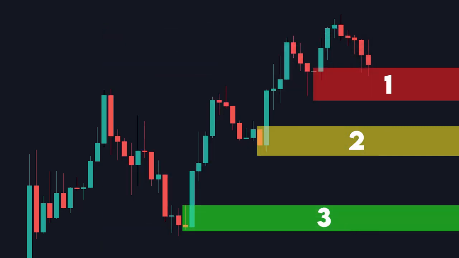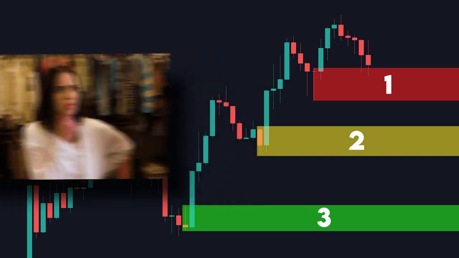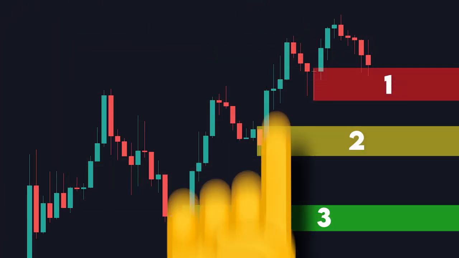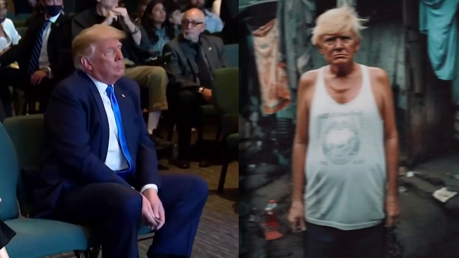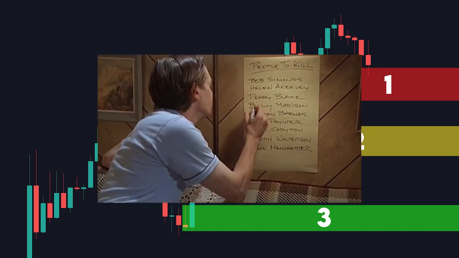If you were looking at this chart right now, which one of these zones would you choose to buy from? Would it be zone 1, 2, or 3? A simple question, I know, but this one simple question is what's going to determine you a profitable trader or a losing trader. Well, right away when looking at this chart, I can instantly write off zone 1.